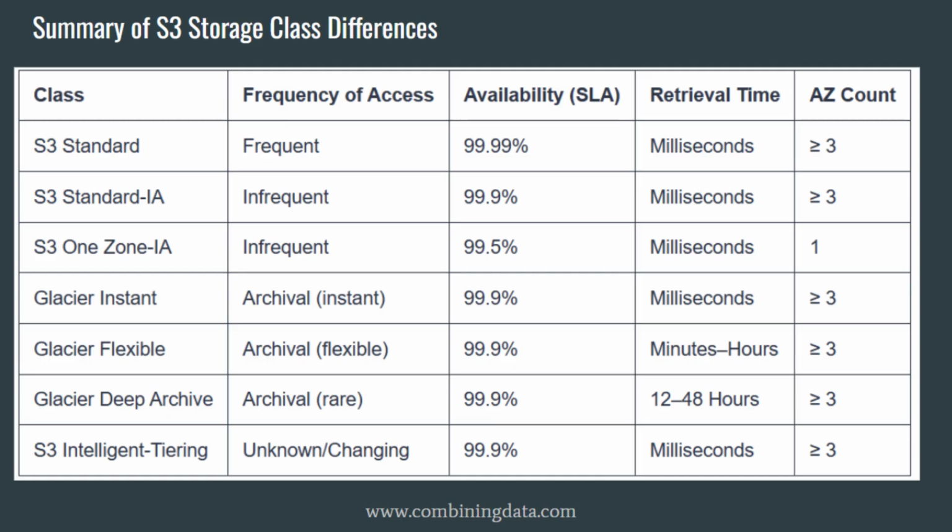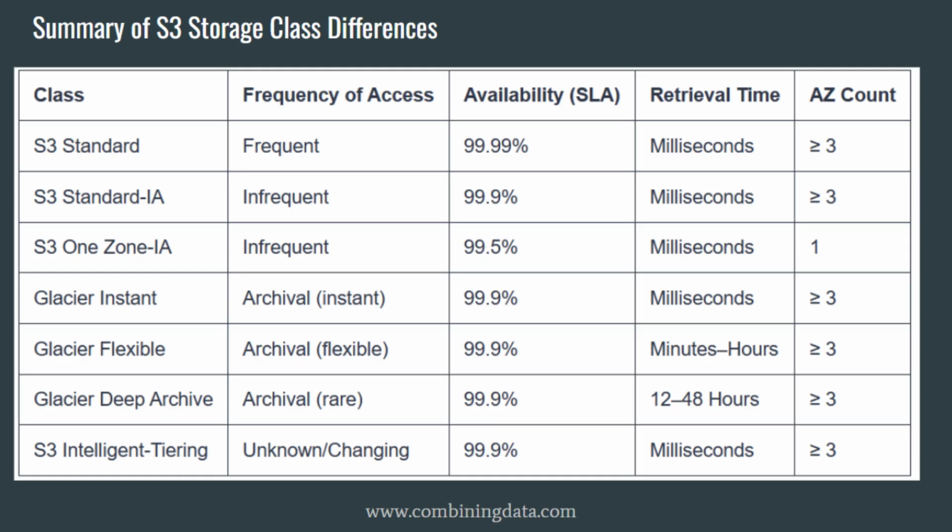This table summarizes the key differences between Amazon S3 storage classes, and it's extremely important for the AWS exam because it helps you quickly match a workload to the correct class. The main factors you should focus on are frequency of access, availability, retrieval time, and how many availability zones the data is stored across. Starting with S3 Standard, this class is designed for frequently accessed data.